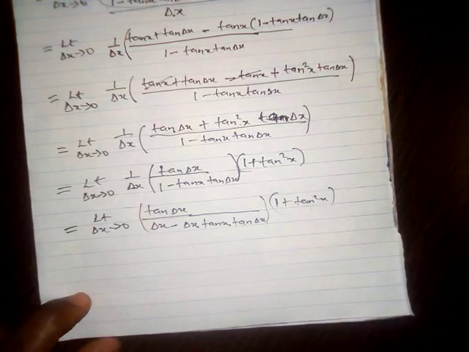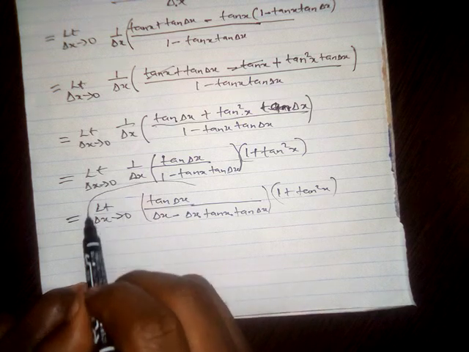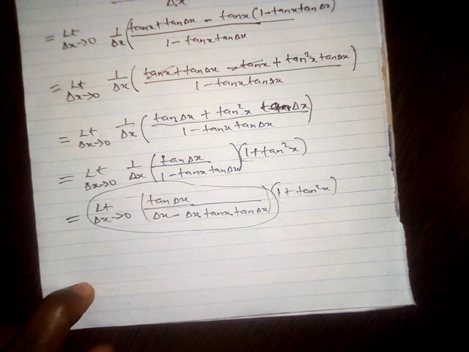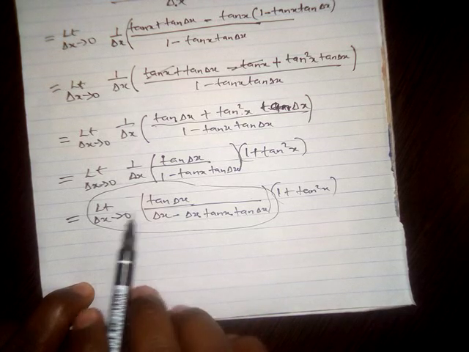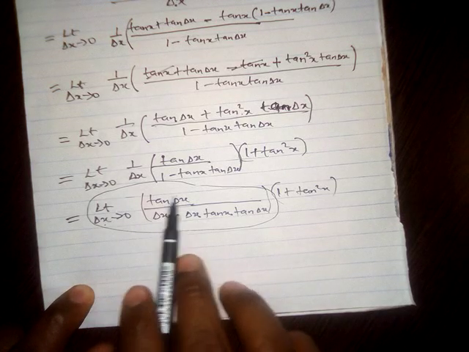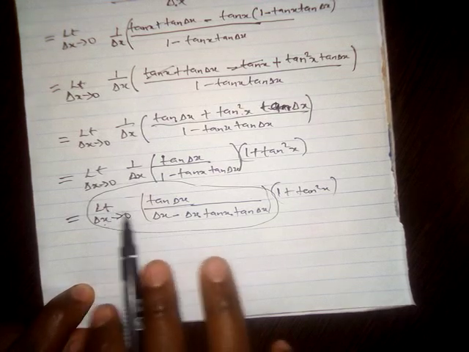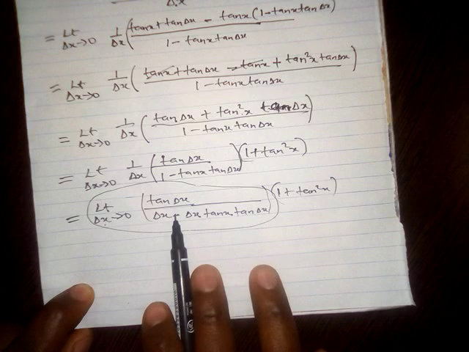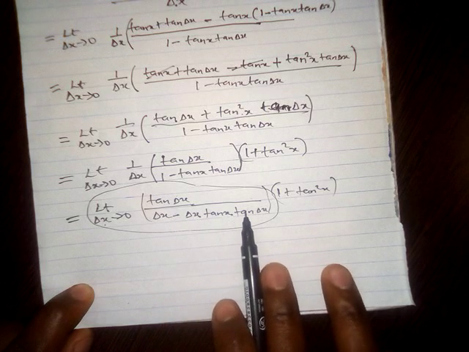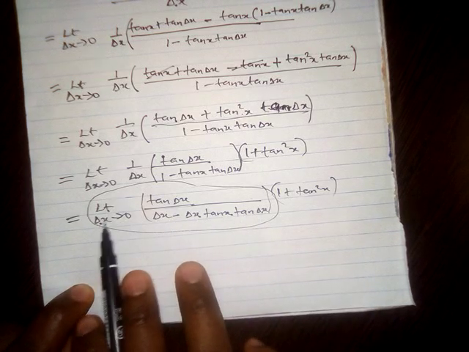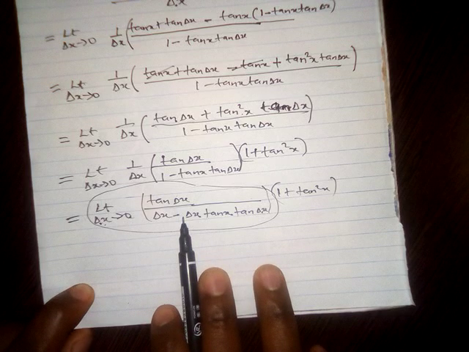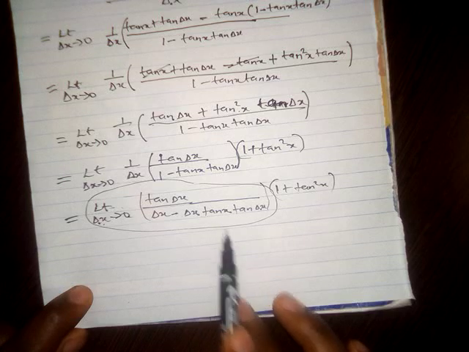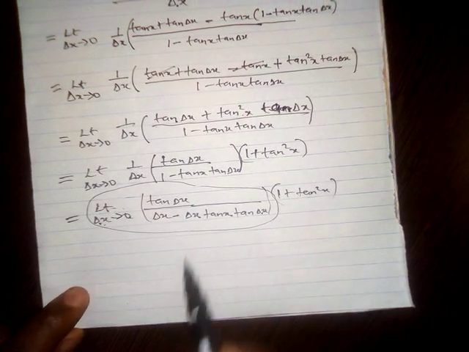Now observe, you see this is a special limit. Okay, it has a proof. I'm going to show this in my other video, how to do the limit of this. So the limit of tan change in x all over change in x minus change in x tan change in x as change in x approaches 0, this gives us what? 1. This is a special limit. So the limit of this is 1, and it has a proof. I'm going to show it in my other video.